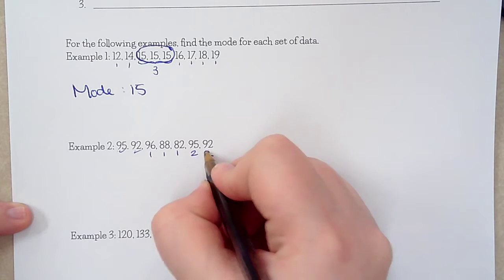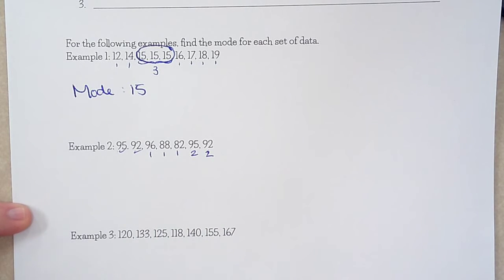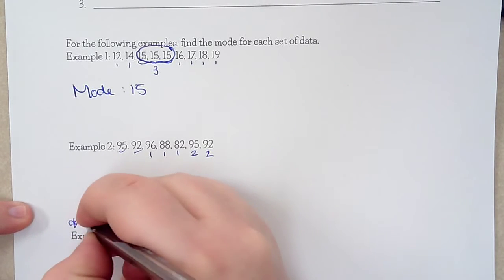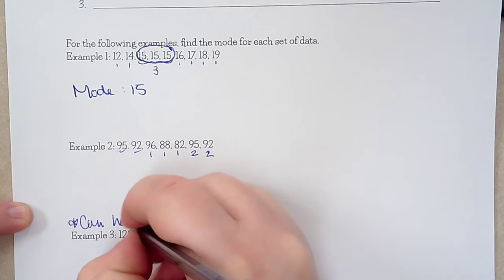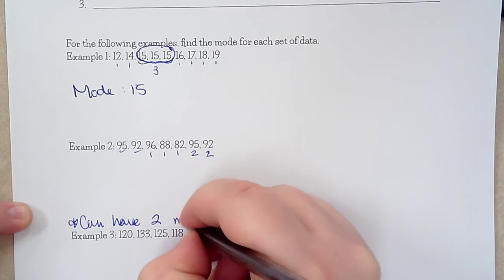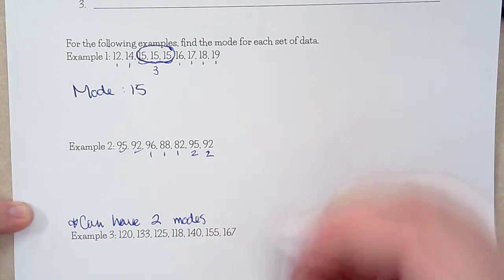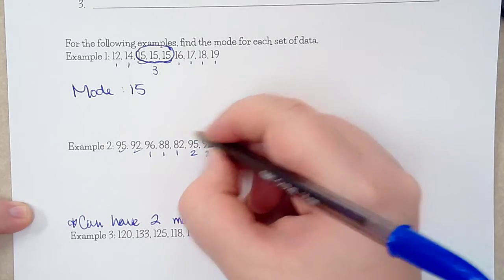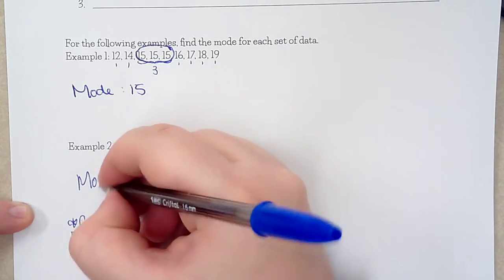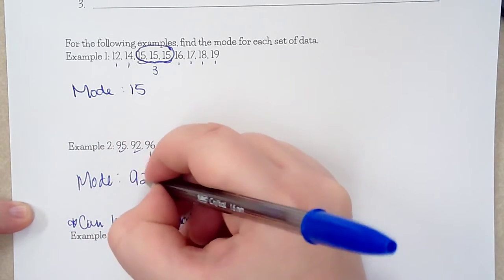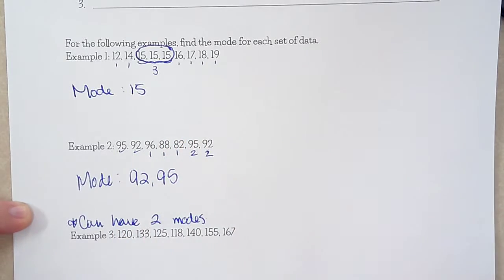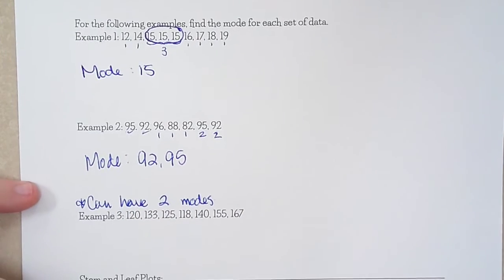So notice in this one, I have 2 numbers that occur the most often. Unlike median, I can have 2 modes. I'm going to put that here. Can have 2 modes. That is acceptable. So my modes in this case, I'm going to take both of these numbers and say that my mode is both 92 and 95. Those are the ones that occur the most.